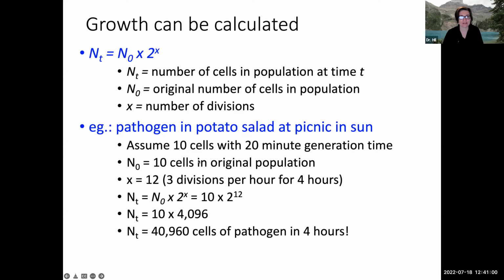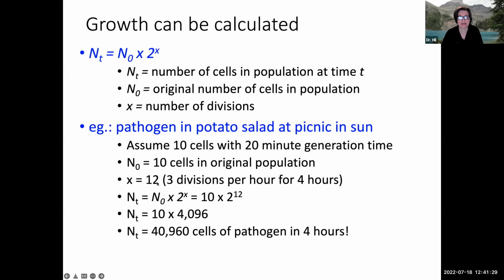So our starting number of cells is 10. We know our generation time and we know our incubation period, so we can figure out the number of cell divisions. How do we figure that out? Well, we know that they divide every 20 minutes, and we know that we have 4 hours. There are 3 divisions per hour times 4 hours gives us 12 cell divisions. So 12 cell divisions is the number of times these 10 cells are going to get a chance to divide.